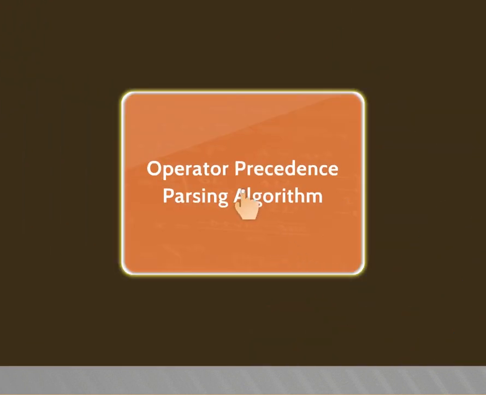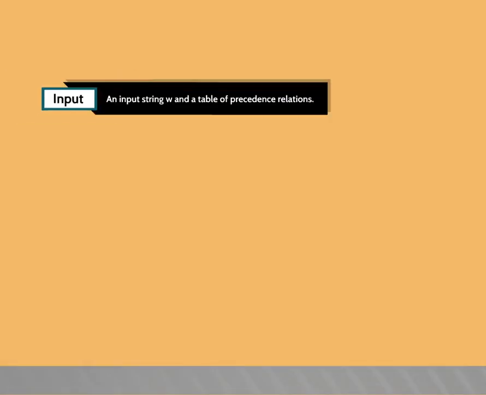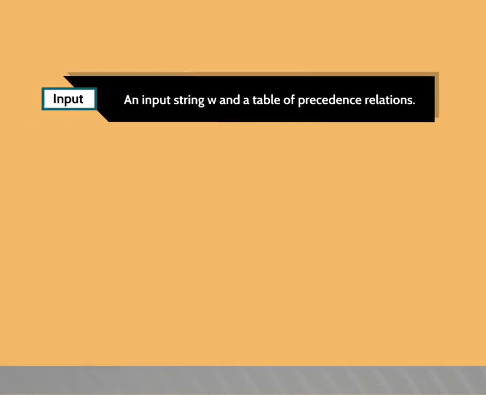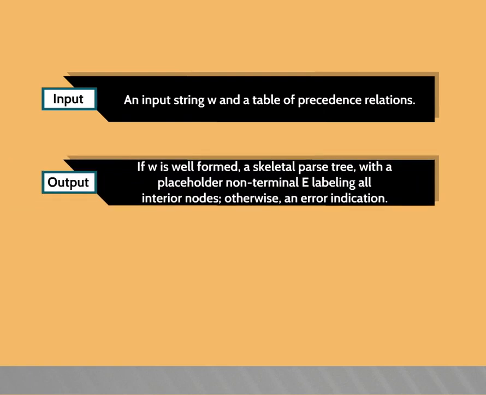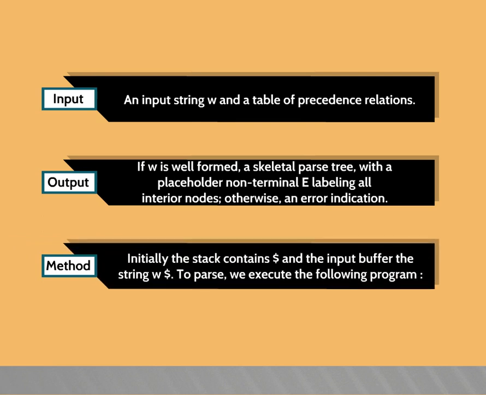Operator precedence parsing algorithm. Input: an input string W and a table of precedence relations. Output: if W is well formed, a skeletal parse tree with a placeholder non-terminal E labeling all interior nodes, otherwise an error indication. Method: initially the stack contains $, and the input buffer the string W$. To parse, we execute the following program.